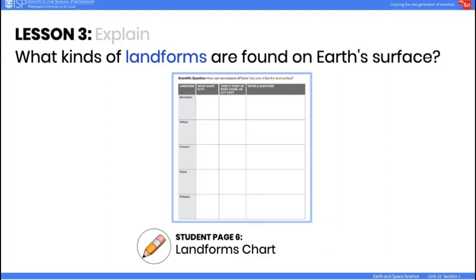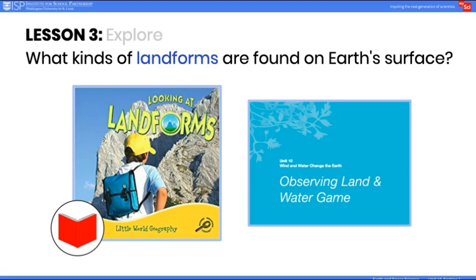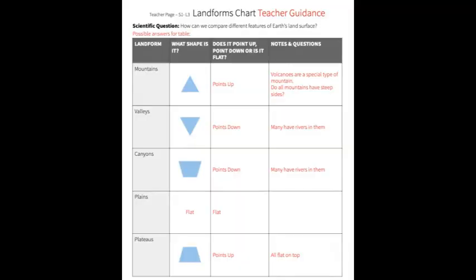In the Explain, direct students to the landforms chart on Student Journal page 6. Use the heading on the chart to explain that landforms can have different features. Working in pairs or small groups, describe the features of each landform on the chart. Refer to the book, Looking at Landforms, as needed. Teacher guidance is on Teacher page 11.